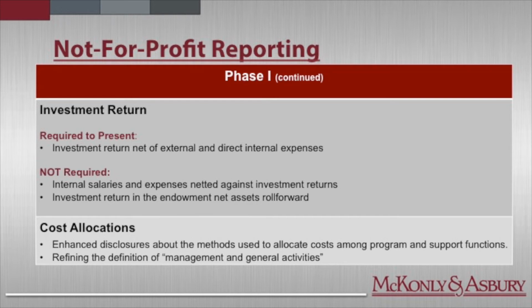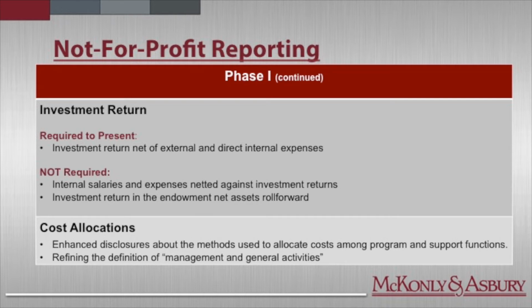So they did tweak that a bit through their meetings and said that internal salaries and expenses would still be netted against these investment returns. Well, that would not be required to show that and to net it against that. And the investment return in the endowment net asset roll forward is also not required. So a little bit of relief there from the disclosures, and certainly something that makes a lot of sense, particularly given the concerns and the comments that came in.